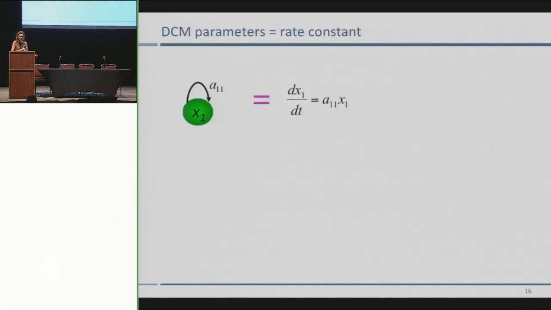Well, if we look at a very simple DCM, so just a one region DCM which we'll call activity here x1, and it has a self-connection A11, then we can write out the full DCM equations at the neural level as dx/dt equal to A11x1. And we can solve it analytically because it's fairly simple. And this is your high school differential equation solvers. So what we're getting is an exponential function where A11 is acting as a rate constant.